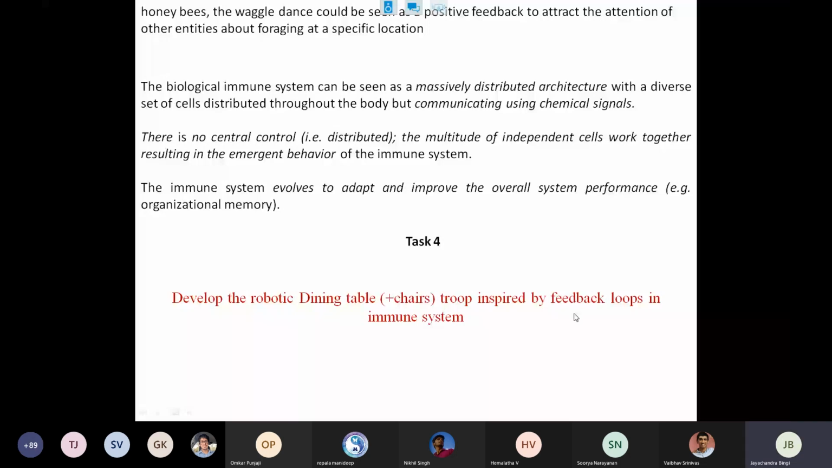Conditions are a hotel with a cash counter, where customers are coming. They have to sit, they have to eat, they have to talk, then they have to communicate with the server, and they have to wash their hands. So this environment you are creating. In that environment, the robotic dining table troop, that means they are working all together like the immune system. What kind of behavior do you actually expect from this robotic dining table troop?